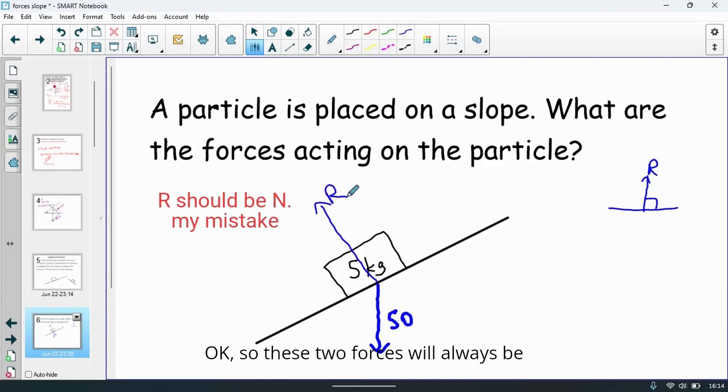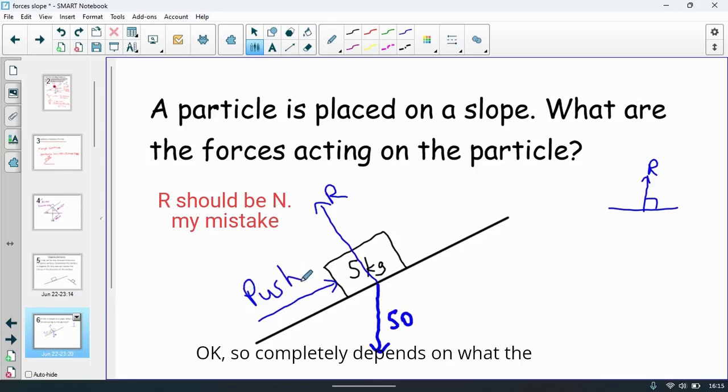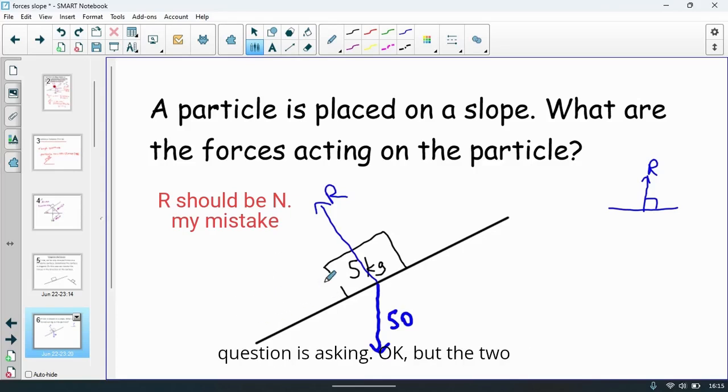So these two forces will always be present on an object or particle which is on a diagonal surface. There can also be other forces present depending on what the question says. So if the question says the block is being pushed upwards, then you will have a pushing force. It completely depends on what the question is asking, but the two forces which are always present are the weight and the reaction.